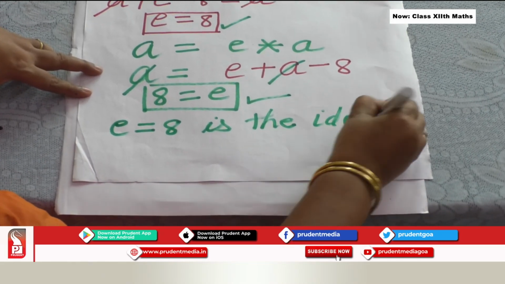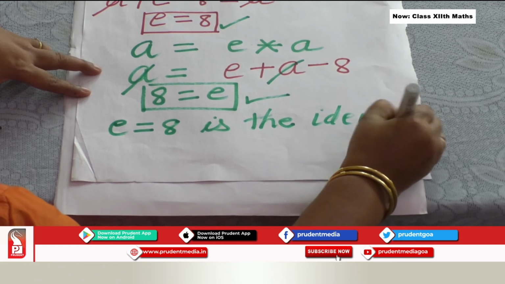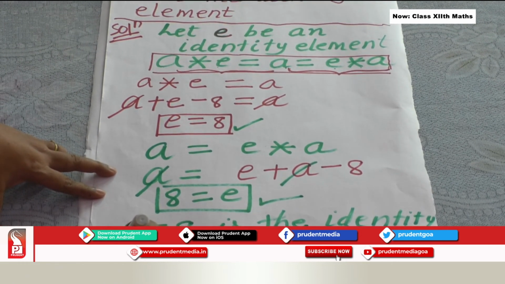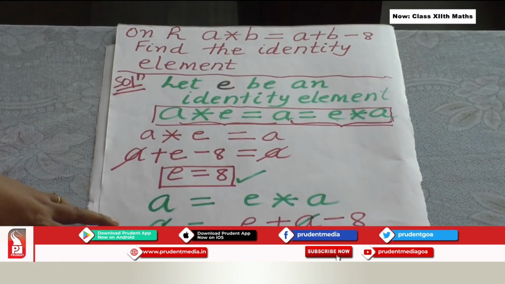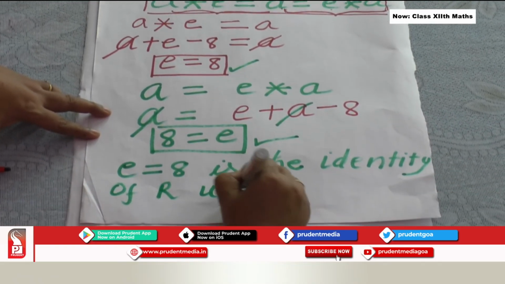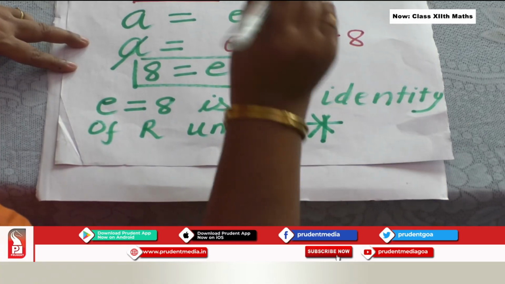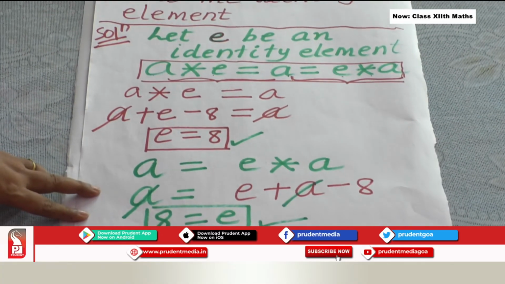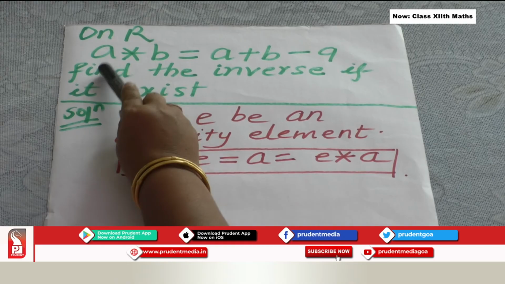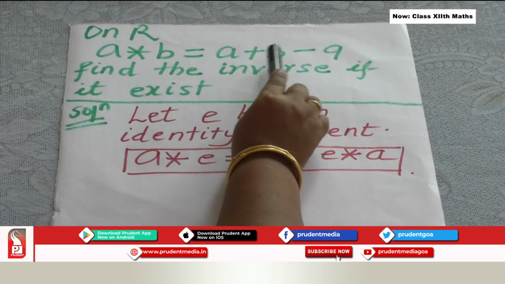Of which set is it the identity element? It is the identity element of the set R under which operation? Under the operation star. Here the operation star is given as A plus B minus 8. On real numbers, A star B equals A plus B minus 9.